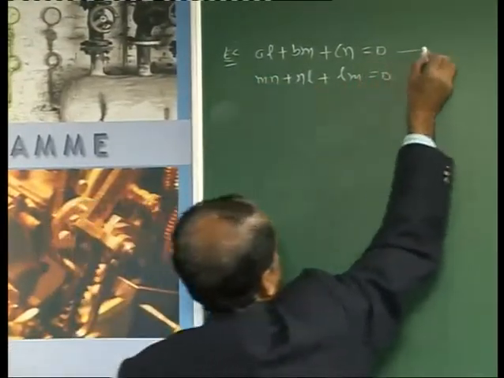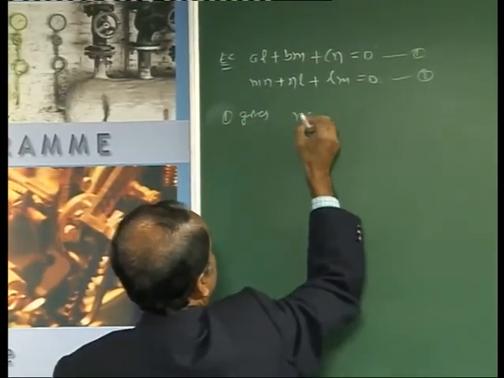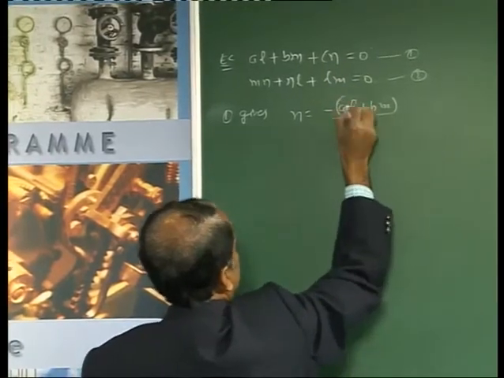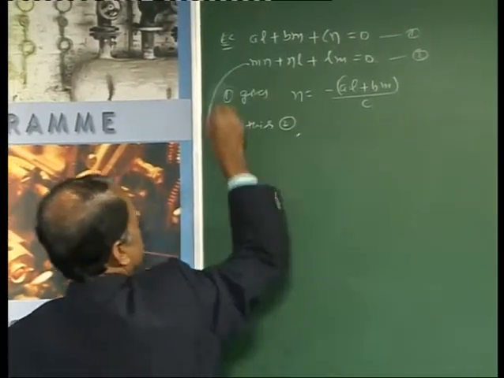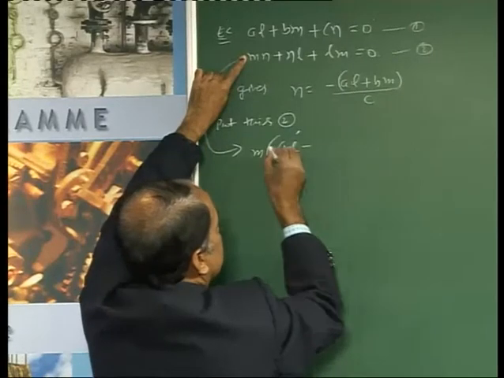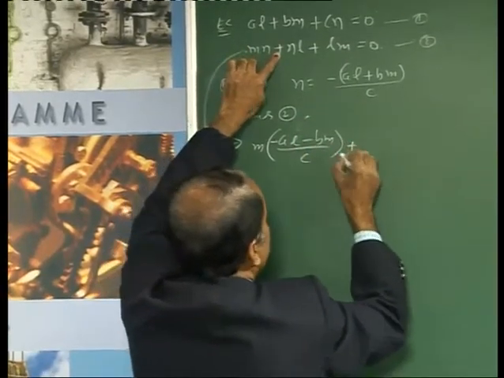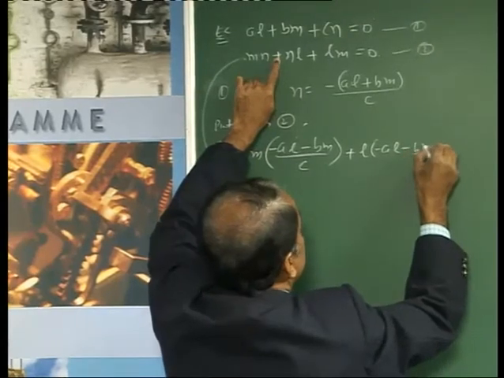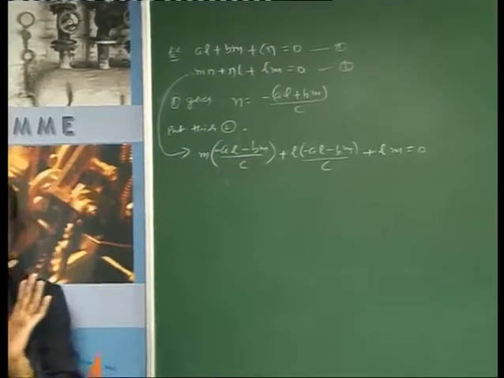Then if I take from the first relation, this is equation number 1, this is equation number 2, one gives N equal to minus of AL plus BM divided by C. Then put this in 2: in place of N, we substitute, so M into AL minus BM by C, that is L into minus AL minus BM by C, plus LM equal to 0.